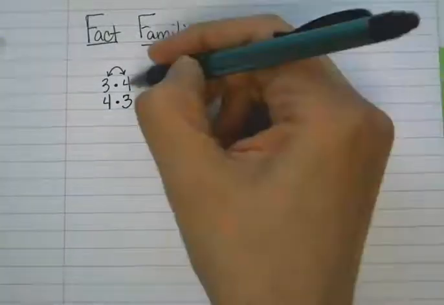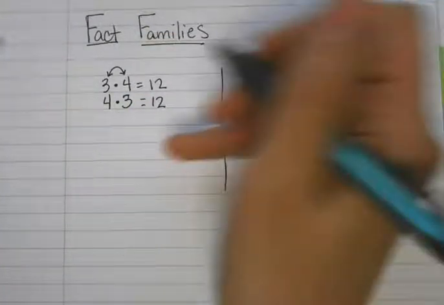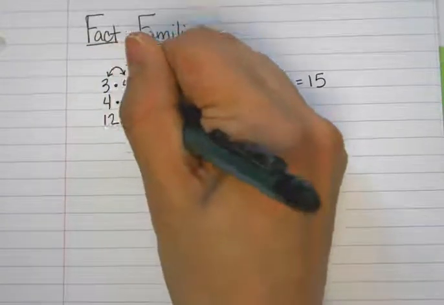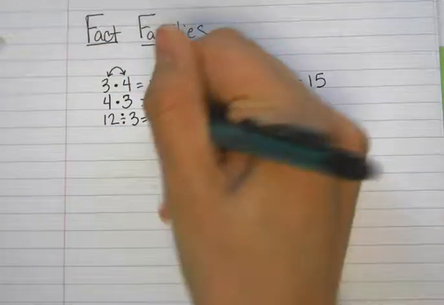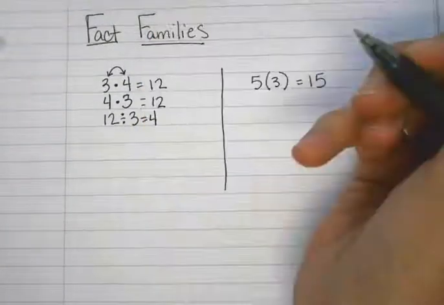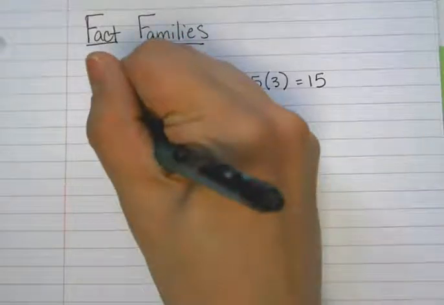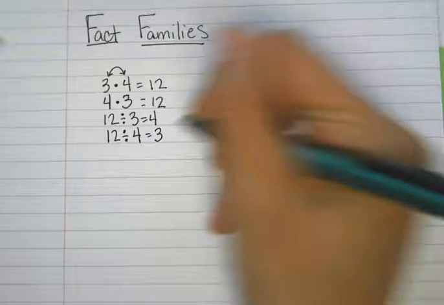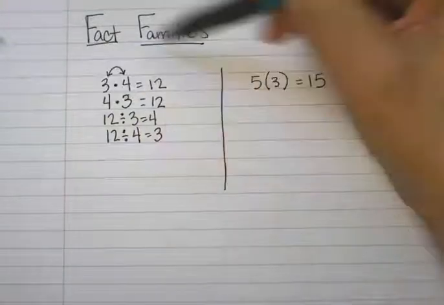Now, the commutative property that we talked about last week says that 3 times 4 can be switched, because multiplication, if I change the order, does not change the product. So if I have 3 times 4 equals 12, then 4 times 3 is also equal to 12. Now, multiplication and division are the inverse operations. So if I take my 12 and I divide it by 3, I'm going to get my other factor that was up here, 4. And in the same way, 12 divided by 4 is equal to 3. And this is what we call a fact family.